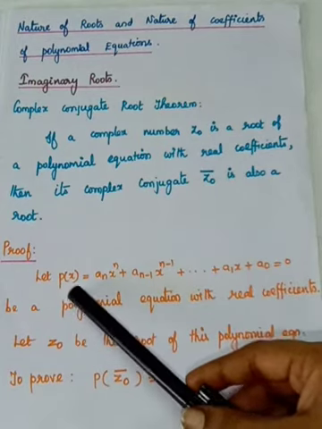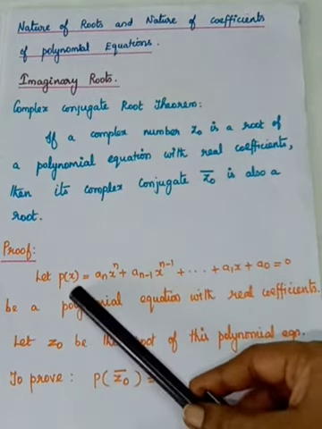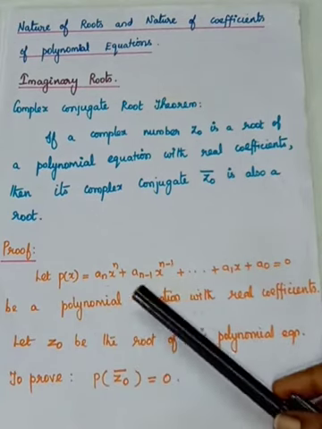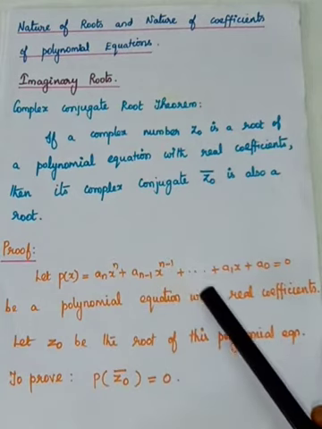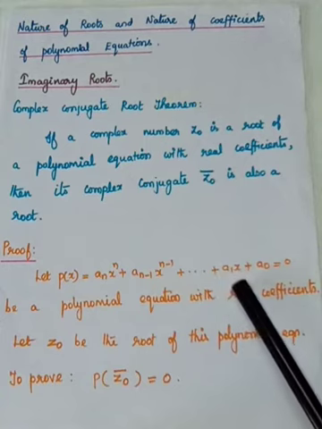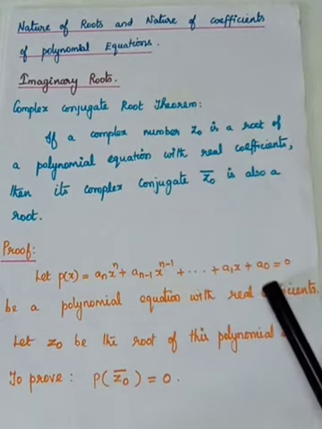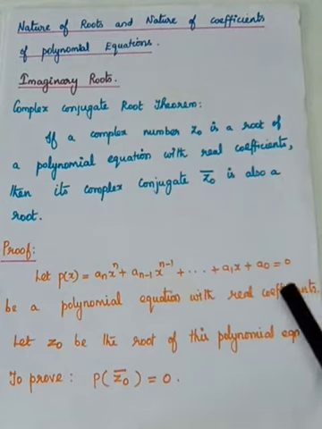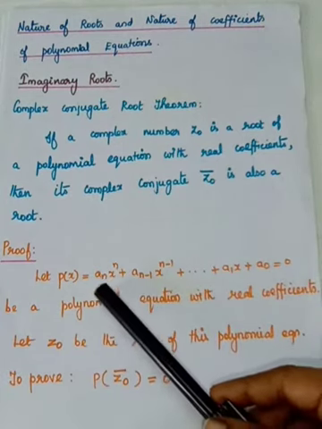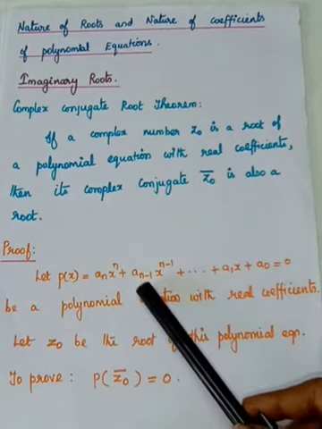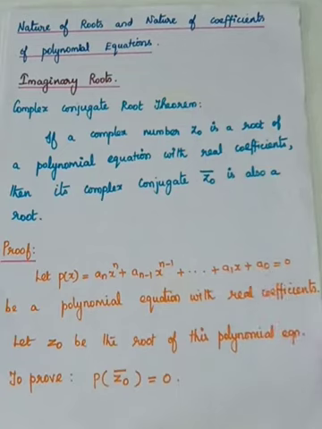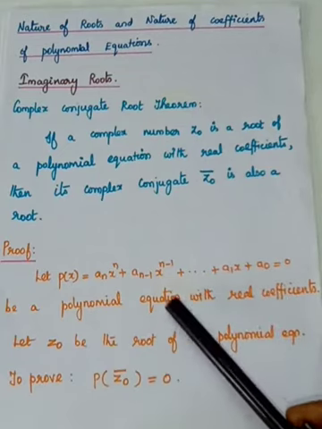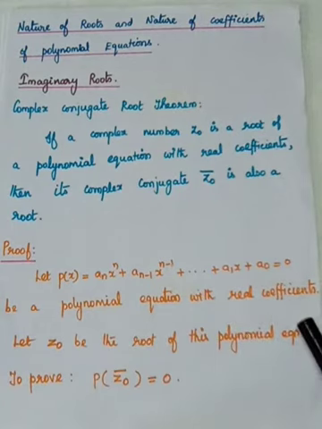So I have taken p of x, a polynomial with real coefficients. First you see the equation an x power n plus an minus 1 x power n minus 1 plus etc. a1 x plus a naught equals 0. This is the polynomial equation of degree n. The coefficients an minus 1, an minus 2, etc., a1, a naught are nothing but real numbers. That's why it is a polynomial equation with real coefficients.